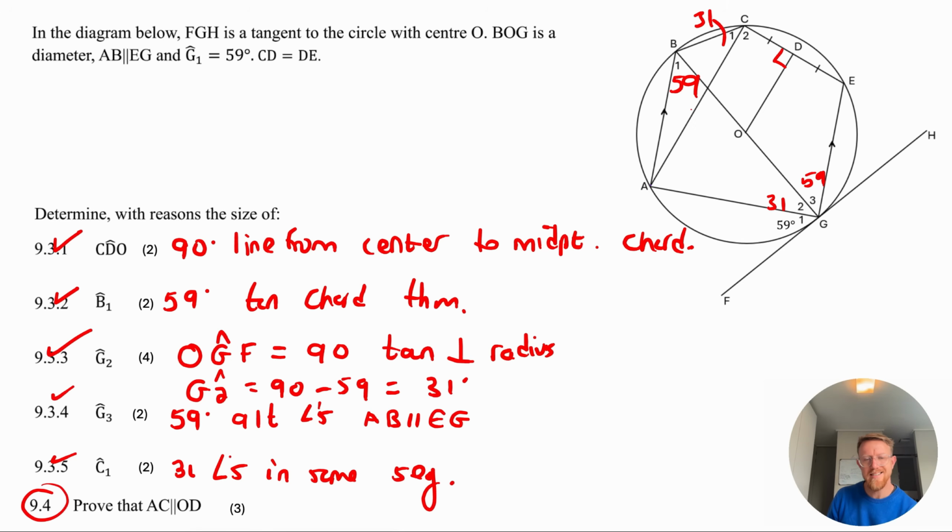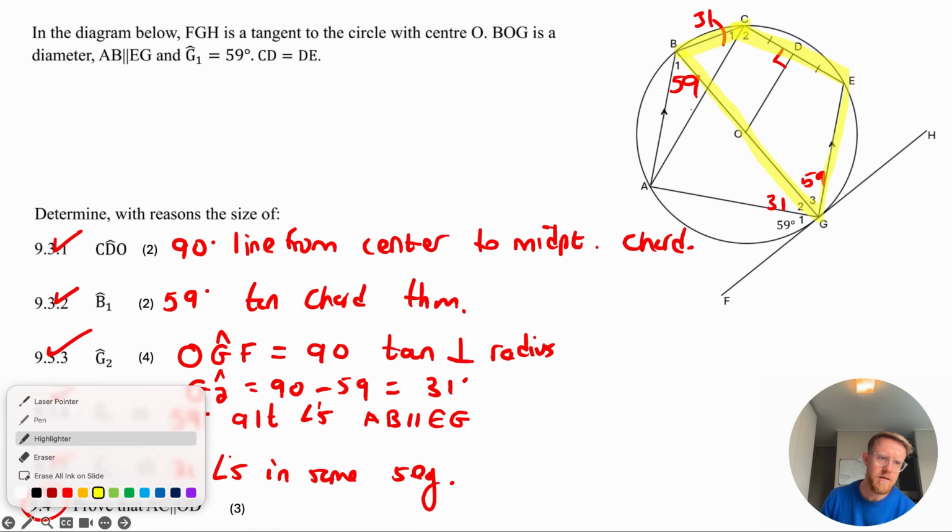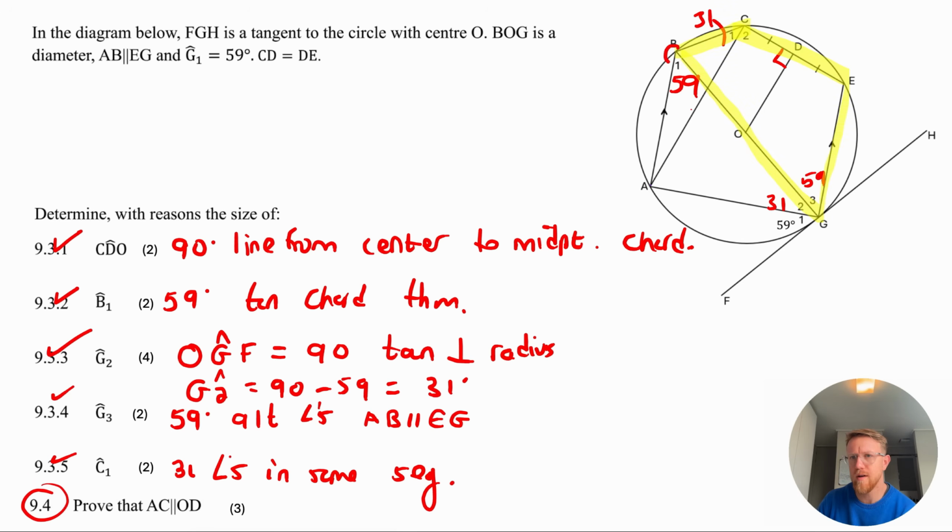Okay, now this one for 3 marks. Prove that AC is parallel to OD. So prove that those two lines are parallel. Right, so if you look at this shape here, that is a cyclic quad because it's touching the circle in 4 different places. 1, 2, 3, 4. So that's a cyclic quad.